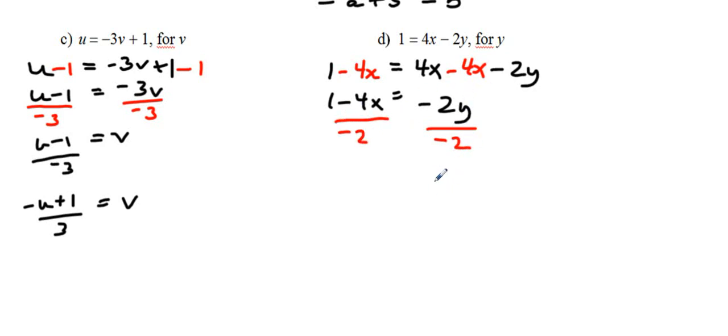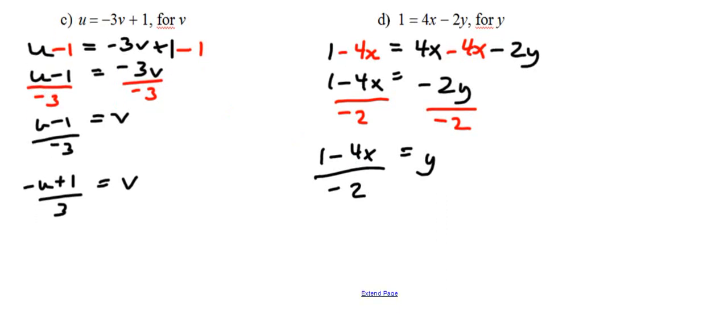So this ends up becoming just y, and this is just 1 minus 4x over negative 2. Or if you really don't want the negative in the bottom, you could make this negative 1 plus 4x all over positive 2. Okay, so either one of these is going to be acceptable in my book.